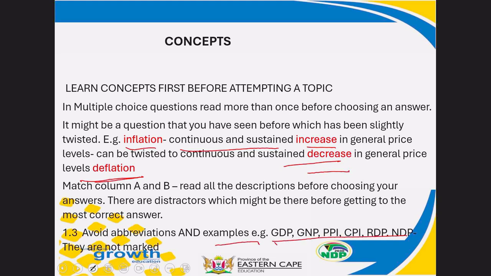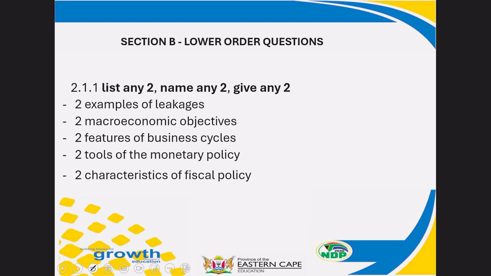And please, when you are doing the 1.3, avoid examples. Avoid abbreviations, GDP, GNP, PPI. They are simply not marked.